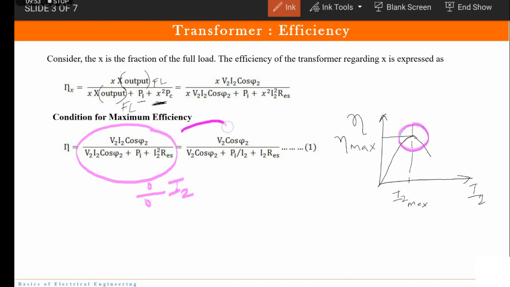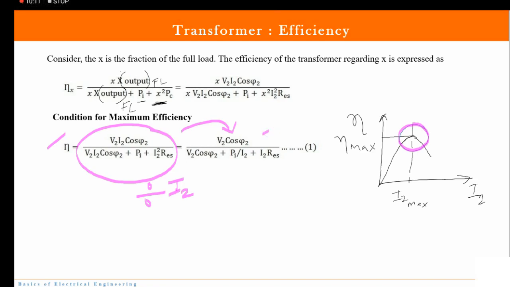Okay, after doing this, we get this equation. We have divided the equation by I2, so we got this equation. Fine. Now why did we do that? Now let us compare this efficiency and this equation.